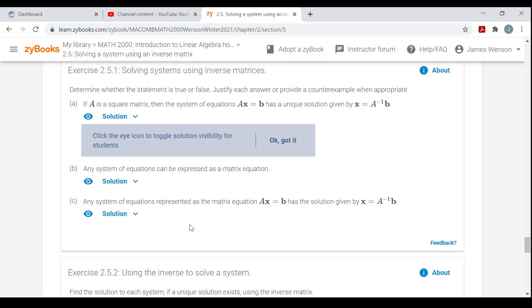And that's it for section 2.5 on how to use an inverse, if it exists. How to use the inverse of a square matrix to find a solution to a system of equations. So hopefully this video is a good enough guide for you to get through this and help you with working on the assignment problems. And let me know if you have any questions throughout the week.